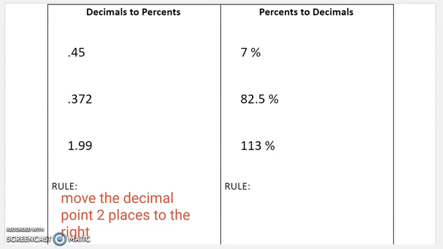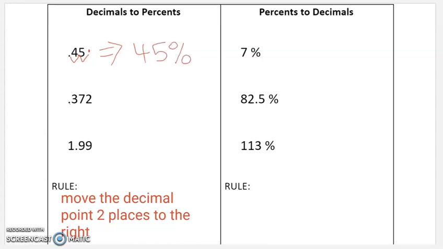So first, I'm going to find my decimal point right over here. I'm going to take that decimal point and I'm going to move it twice to the right. So I'm going to go 1 bounce in between the 4 and the 5, 1 bounce next to the 5, and that's where my new decimal point is going to be. So 0.45 is really just 45%.